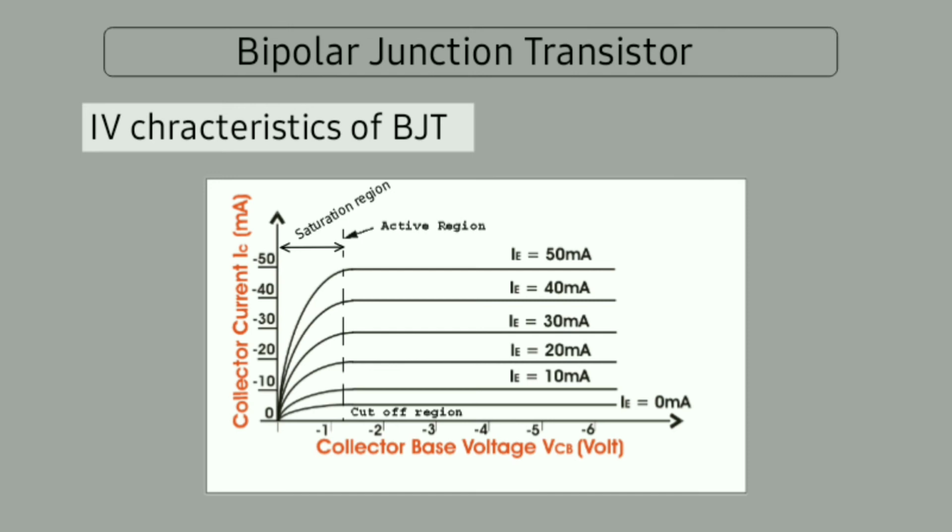In the saturation region, the BJT operates in saturation when its collector current is not dependent on the base current and has reached a maximum value. In this region, both the base emitter and base collector junctions are in forward bias.